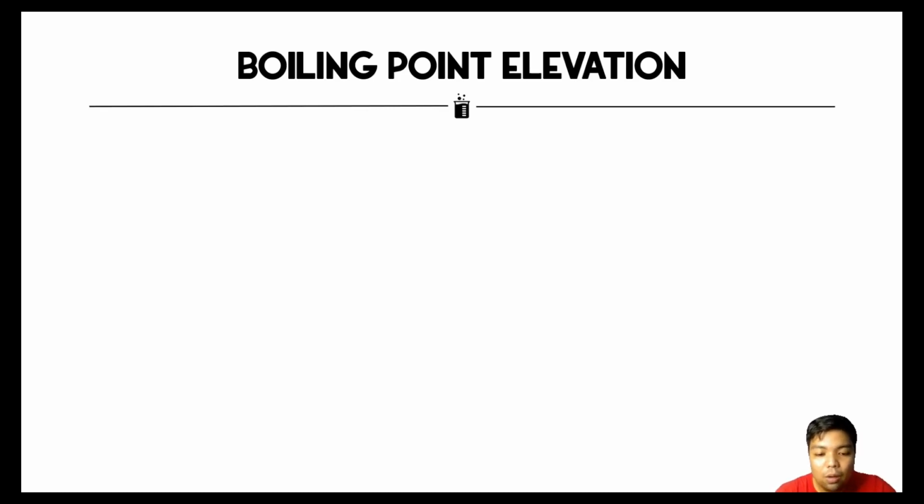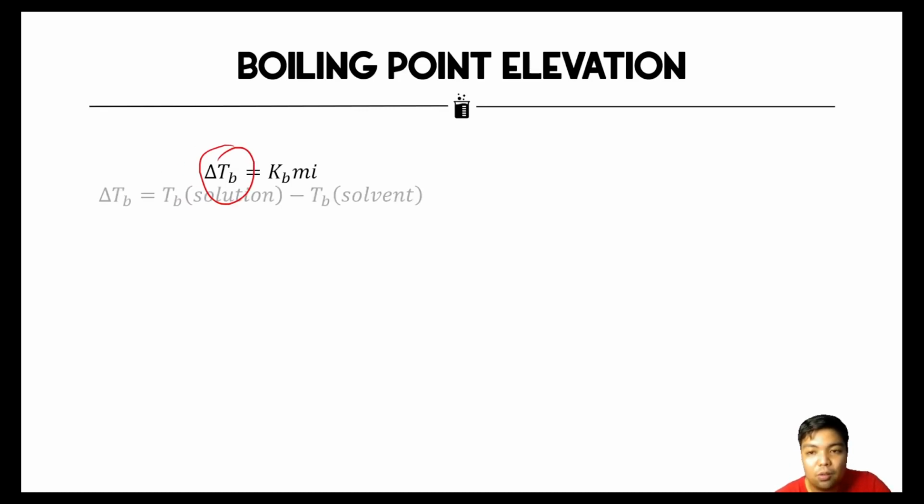So as to what degree the solute raises the boiling point of your solution, this is explained by this equation here, wherein the delta TB is the difference between the boiling point of your solution and your pure solvent. Okay?